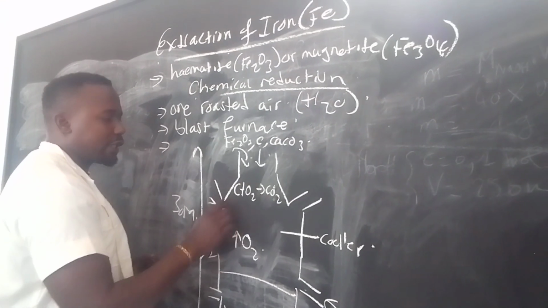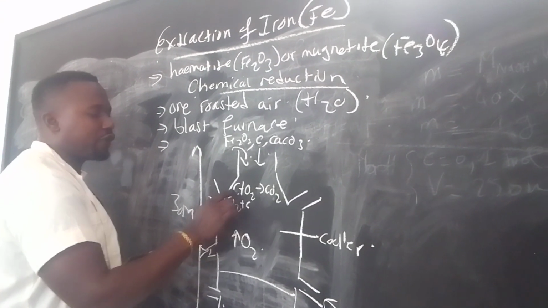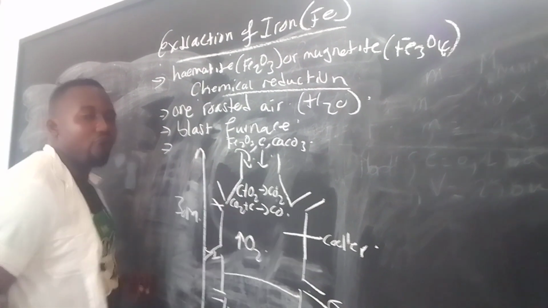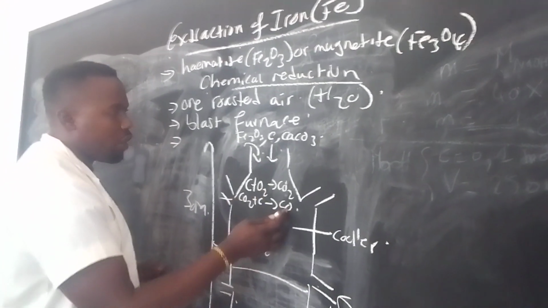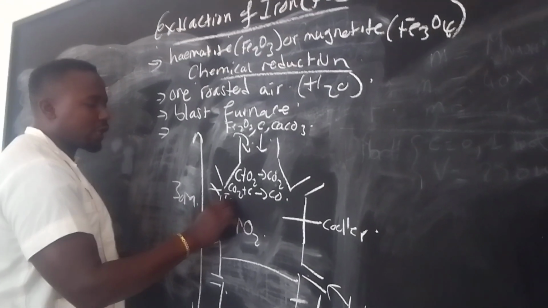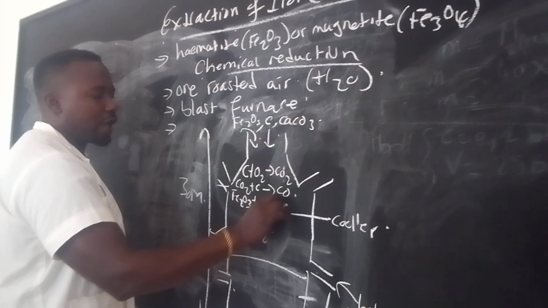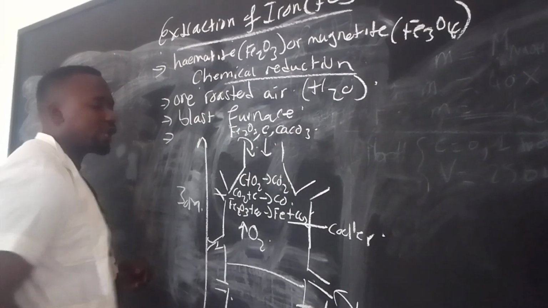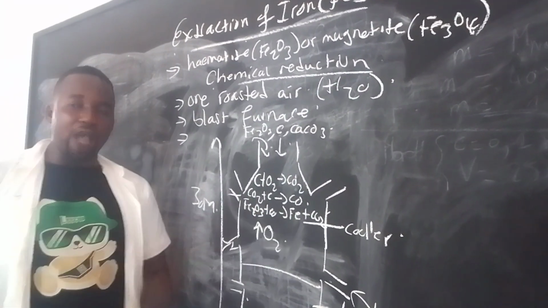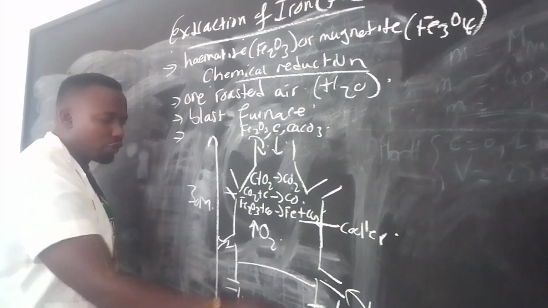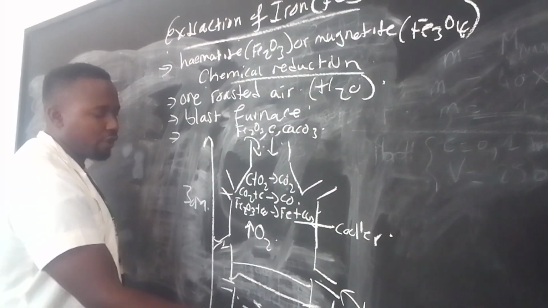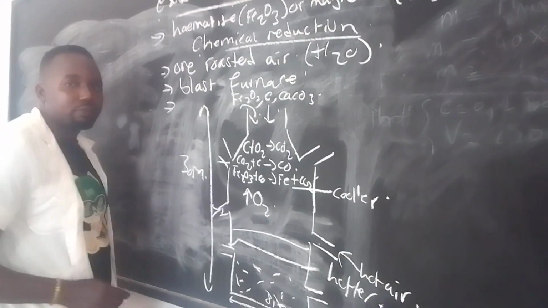The carbon dioxide now reacts with more of the falling coke to form carbon monoxide. Carbon monoxide reduces the iron ore. The carbon monoxide simply reduces the iron ore to iron, and carbon dioxide is given off. This is our iron produced. The iron moves and settles at the bottom of the blast furnace.